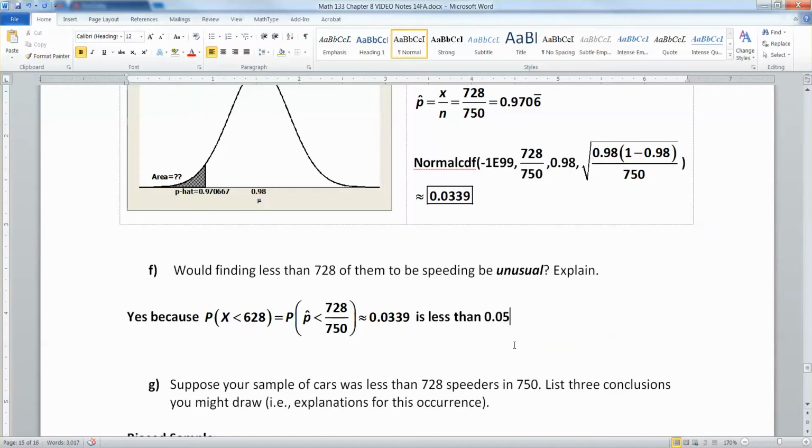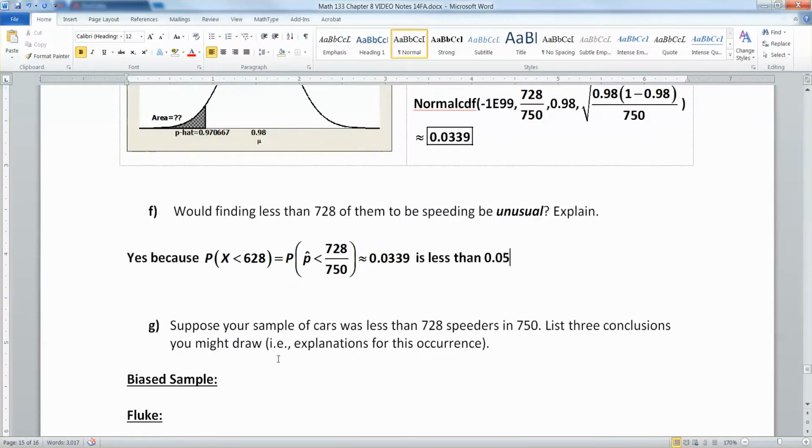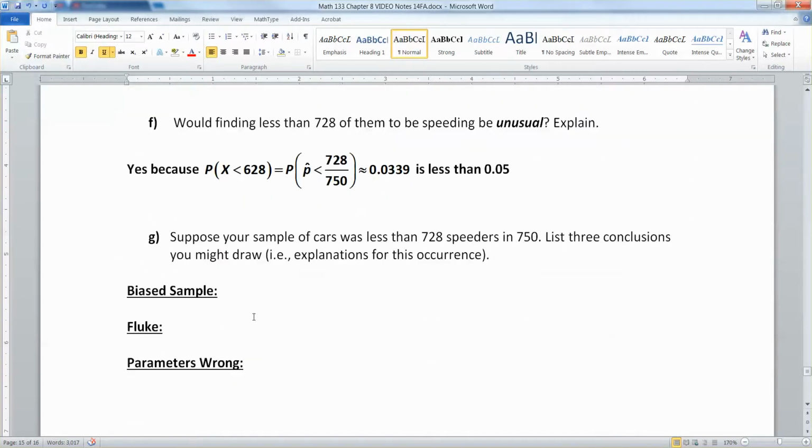So then, suppose it happens. Suppose you go out there with your radar gun, you're a policeman, or policewoman, and you get 750 cars covertly, and you get less than 728 of them speeding. What conclusions might you draw? Well, the kind of obvious ones are maybe it's a biased sample. And these are the 3 broad ones, but you have to explain each one.